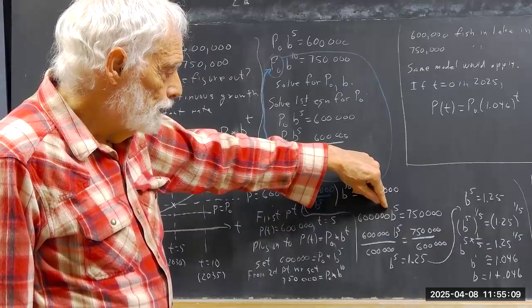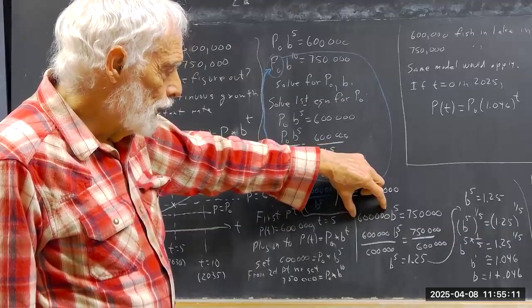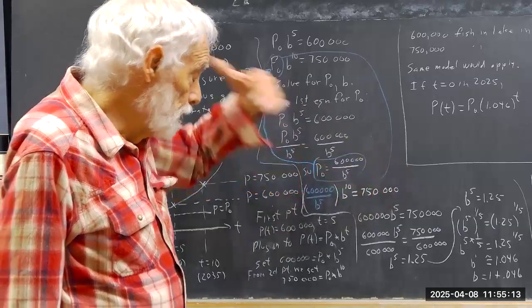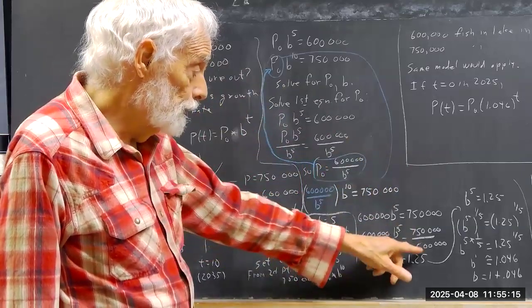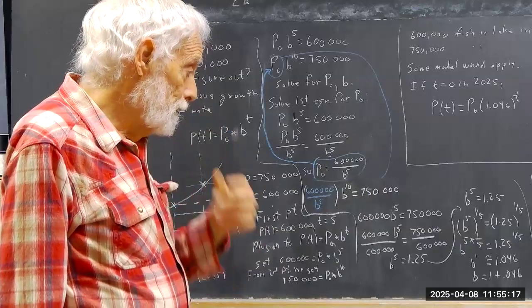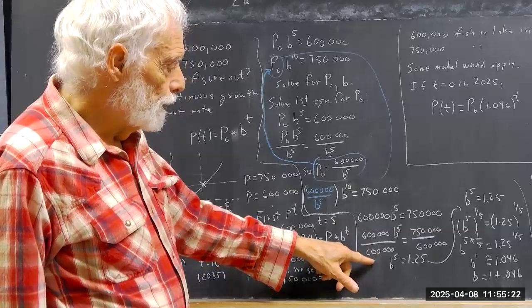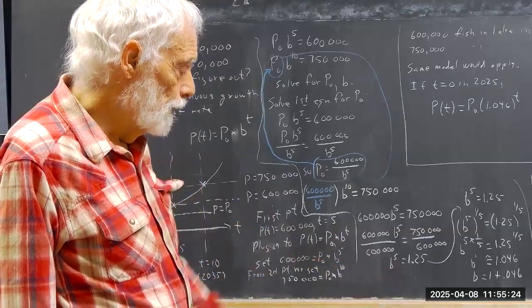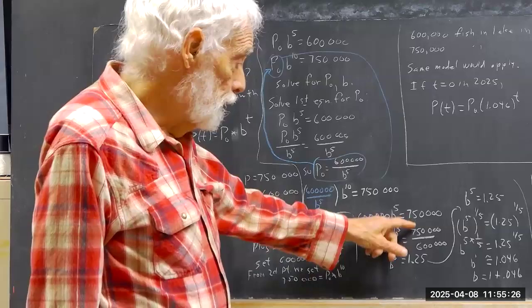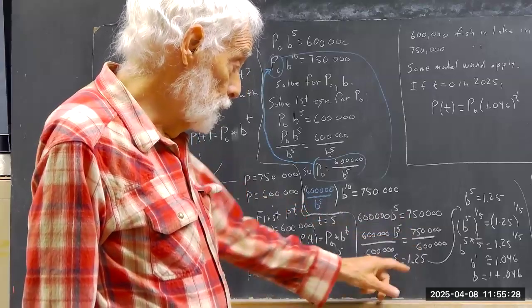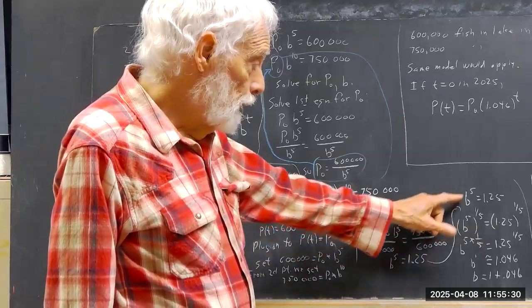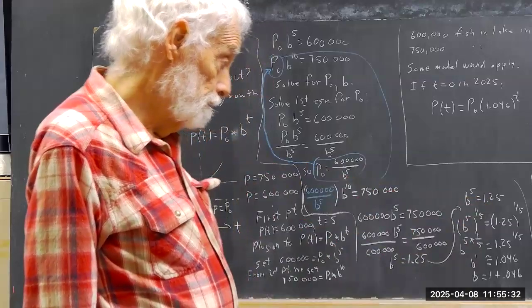What's the next thing we're going to do? Well, we don't want that 600,000 confusing things on this side, so we divide both sides by 600,000. So here, 600,000 divided by 600,000 is 1, so we just end up with b to the 5th. 750,000 over 600,000 is 1.25. We have b to the 5th is 1.25.